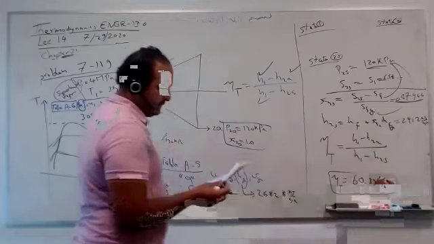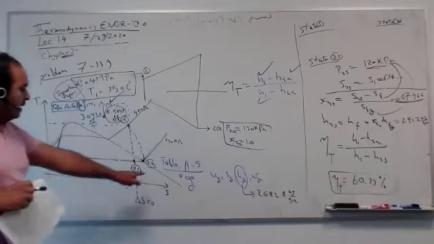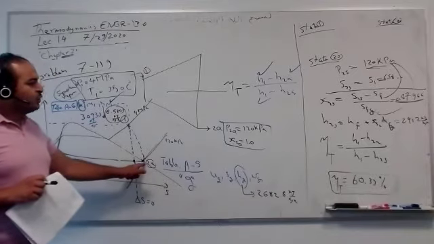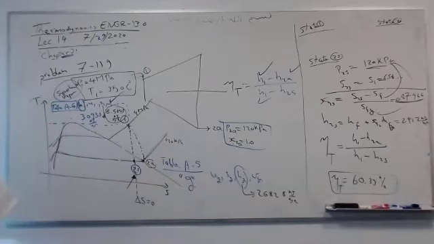This is a steam turbine, because this is steam. For air it is much better. It's 60% efficiency. Wow. Just between a specific ratio 1 and 0.87, you got this much bad efficiency? Yes.